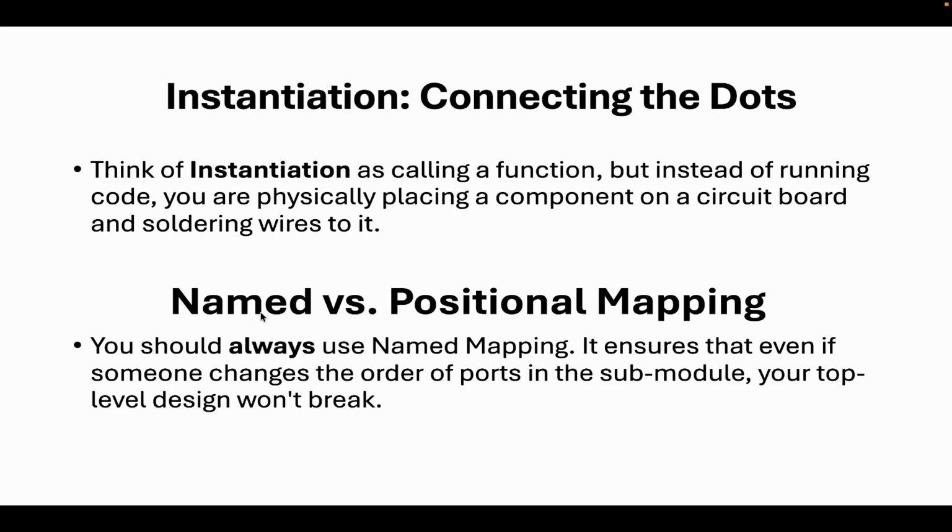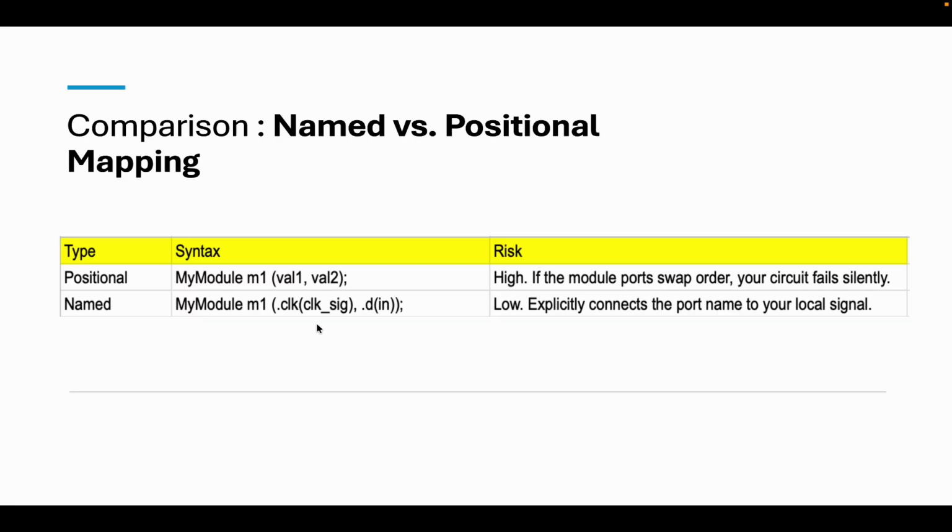You have two types in it, named versus positional mapping. My suggestion would be you should always use named mapping because it ensures that even if someone changes the order of ports in the submodule, your top level design won't break. I'll explain this using this example. You see, this is your positional mapping. Here, you'll write it in an order. Value 1, value 2. These are your ports, right? You're writing it in order. Here, the risk is high.